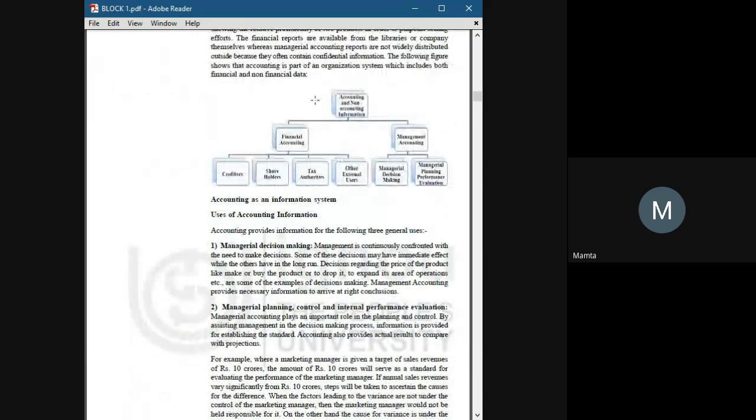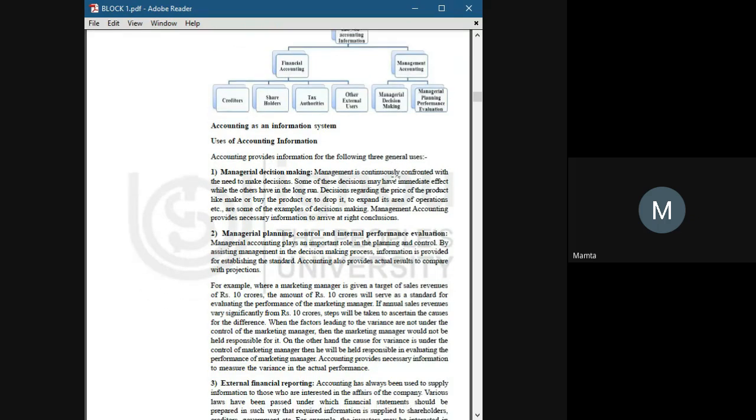It is also mentioned, you can also look at this diagram, that accounting has two parts: financial accounting and managerial accounting. Financial accounting is for creditors, shareholders, tax authorities, or other external users. And management accounting is for managerial decision making, like managers, employees, and so on. Now, uses of accounting information.